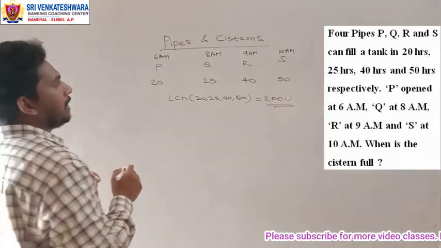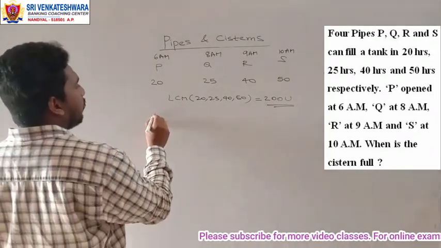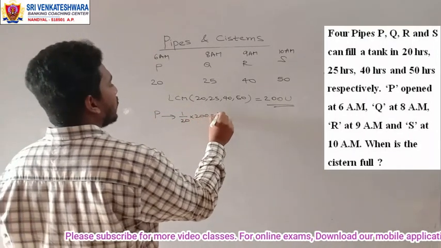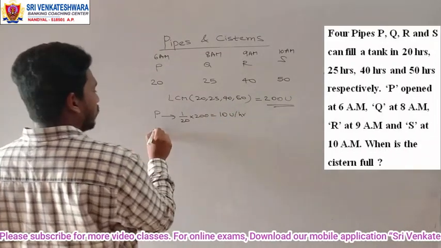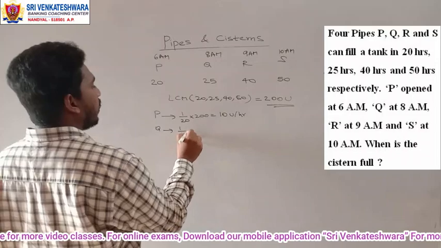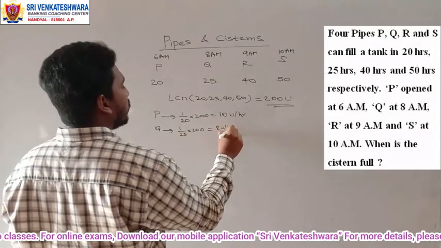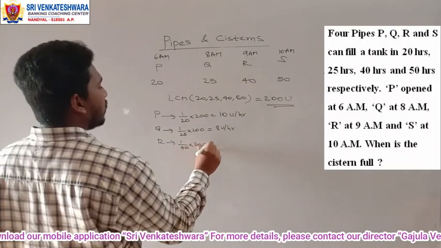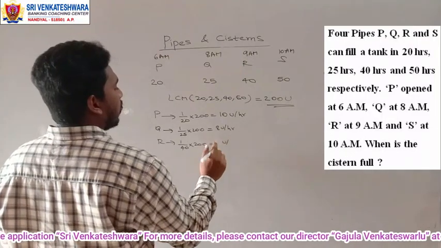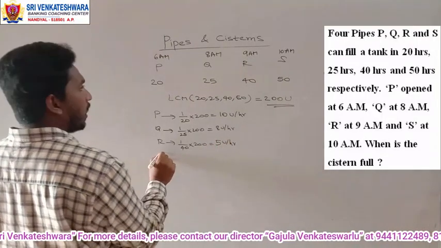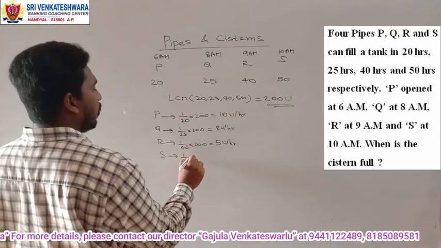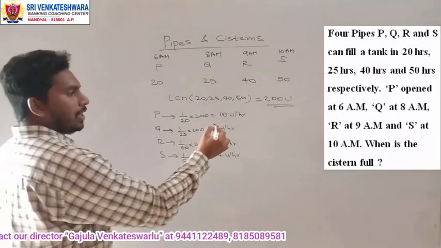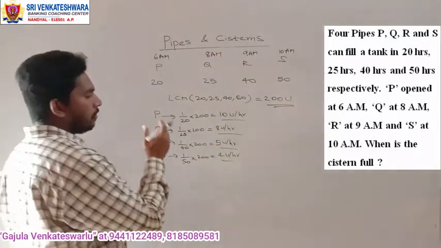Now let us find the efficiency of each. Efficiency of P will be 1 by 20 of 200, that is 10 units per hour. For Q it is 1 by 25 of 200, that is 8 units per hour. For R it is 1 by 40 of 200, that is 5 units per hour. And for S it is 1 by 50 of 200, that is 4 units per hour. These are all the individual efficiencies of each.